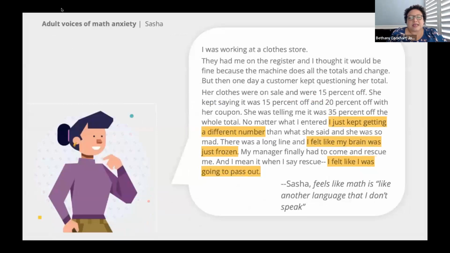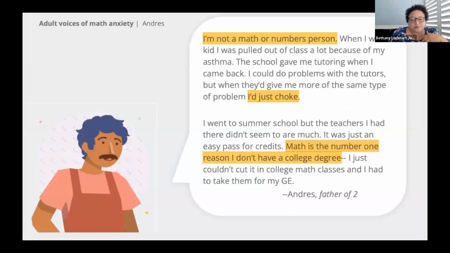Sasha feels like math is another language that I don't speak. And Sasha shared a story about working in a clothing store, where she felt pretty confident. But then a customer asked her about a discount: the item was 15% off, and she also had a 20% off coupon. So the customer was saying, well, so it's 35% off the whole. And Sasha's entering it into the register, and she keeps getting a different answer. She described feeling like her brain was frozen, like she was going to pass out. Her manager had to come, what she called, to her rescue.